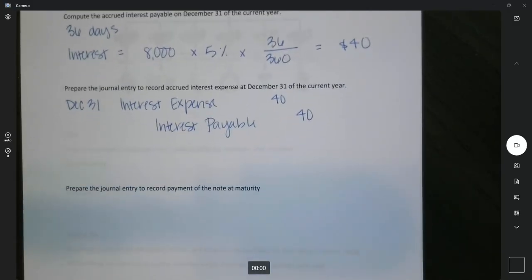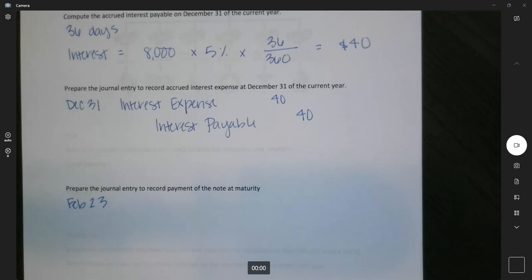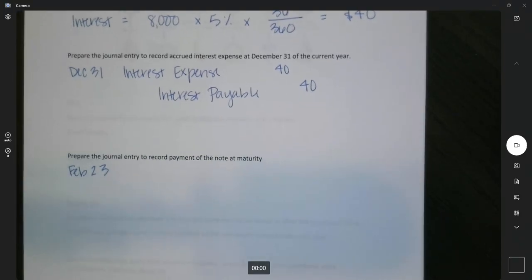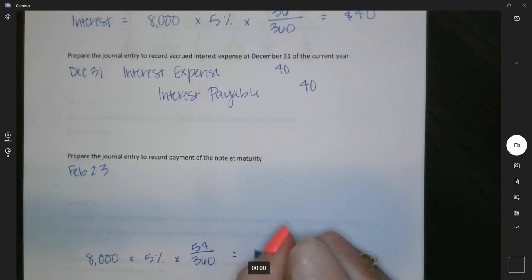Now, for the journal entry for when we record the payment of the note at maturity, this is going to be on February 23rd. For this one, we need an additional interest expense that I'm going to calculate down below. It's going to be 54 more days. So I'm going to do that one right here. I'm going to take 8,000 times 5% times 54 out of 360. And that's going to be an additional 60 in interest. I'll put a little star here. I'll put the star when we do it up here.